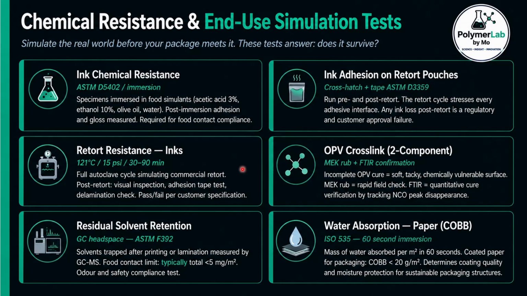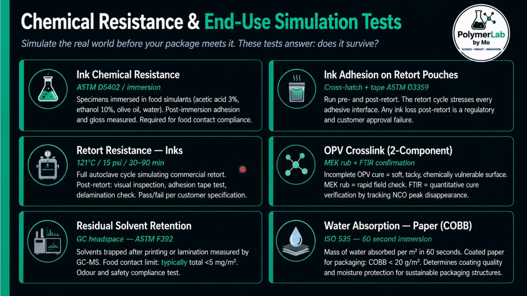canned soup, ready meals, pet food in flexible pouches goes through a sterilization cycle of 121 degrees C, 15 psi, for up to 90 minutes. We replicate this exactly in the laboratory autoclave, then immediately evaluate the structure.